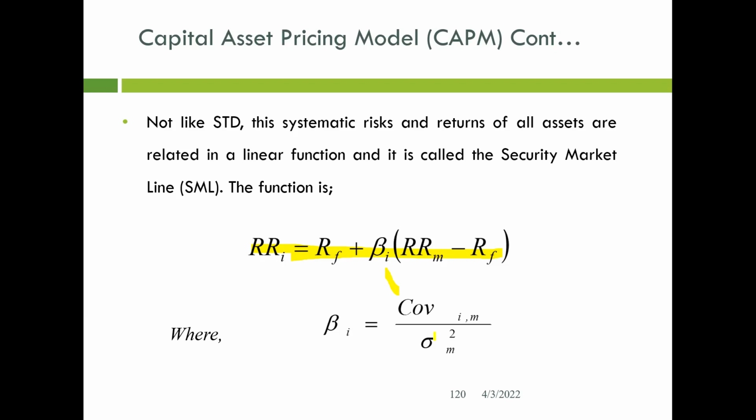If beta is greater than 1, that company's risk is more than the market risk.